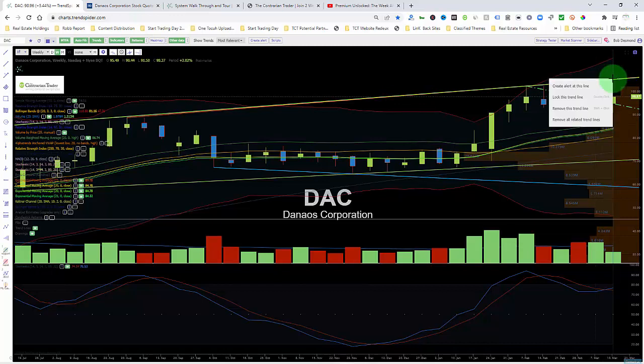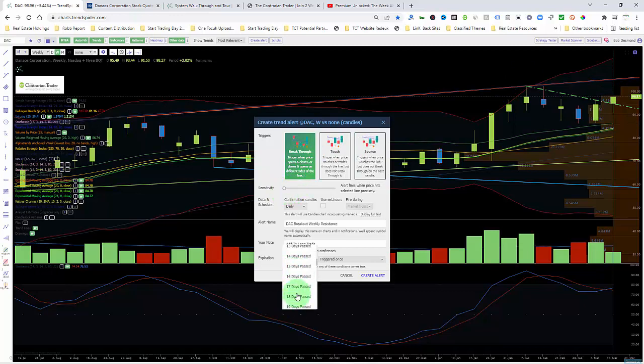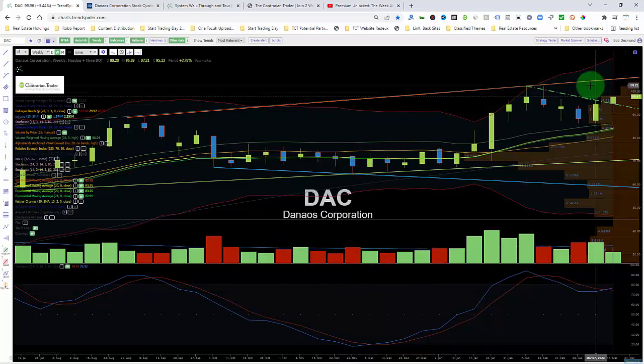And in fact, what I'll do is I'll create an alert. I want to know when we break through it, and we'll keep this active for a couple of weeks, and our alert is set. You can see the Stochastics are rising. That means momentum is increasing. That is bullish.